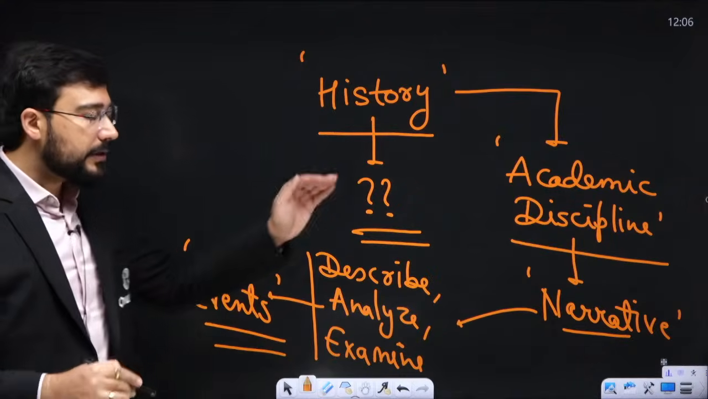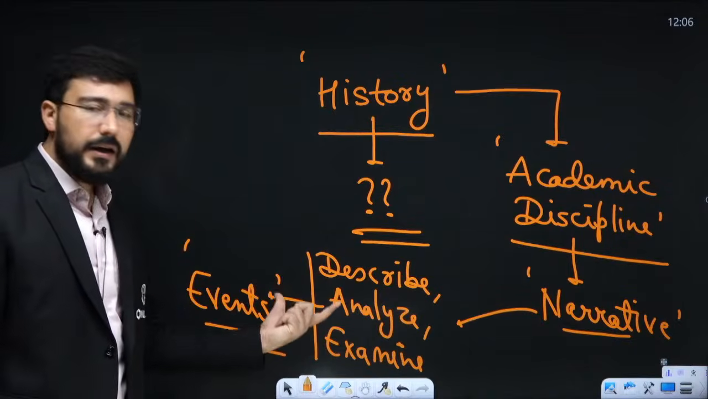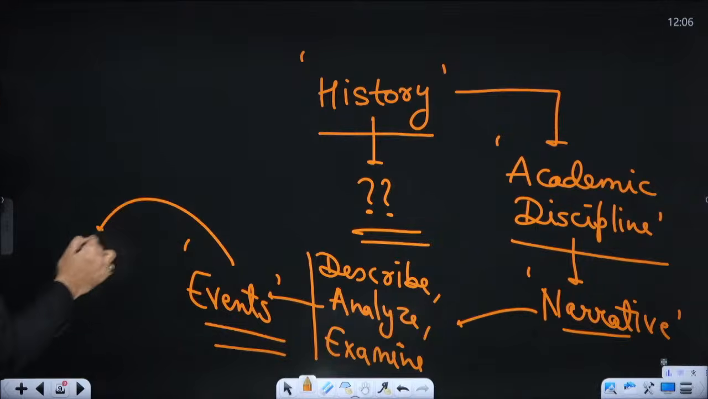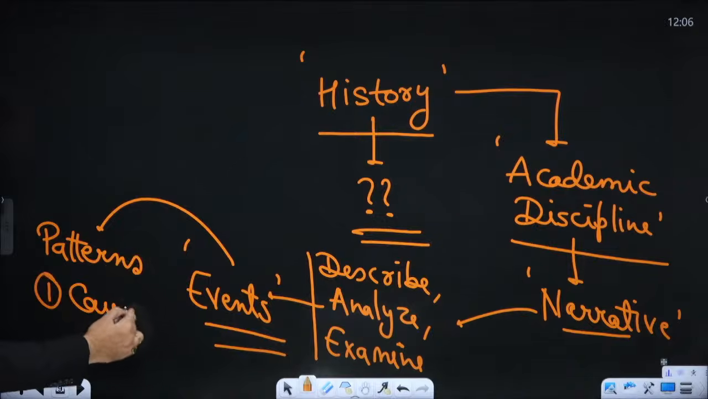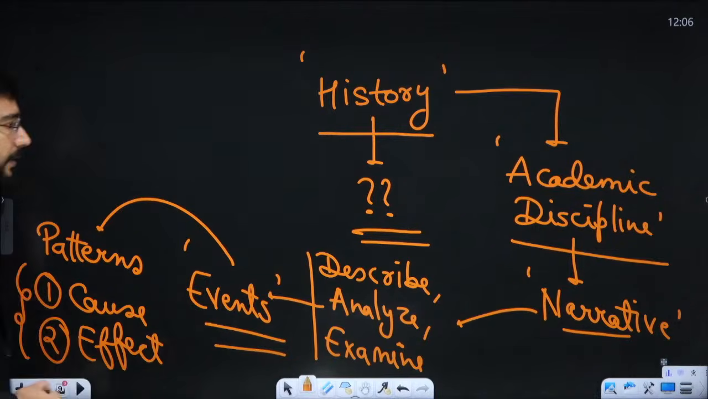So history is an academic discipline which uses narrative to describe, analyze and examine events, and we find patterns of cause and effect.